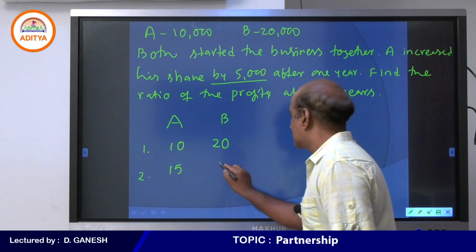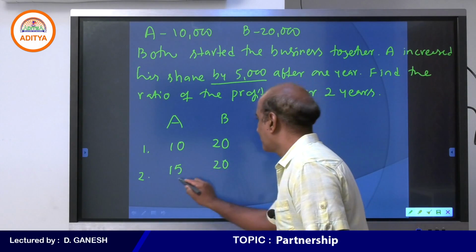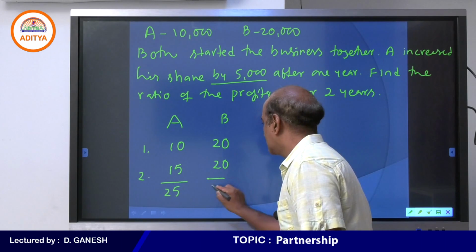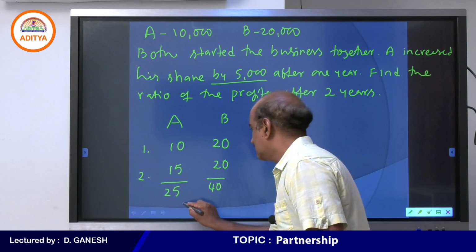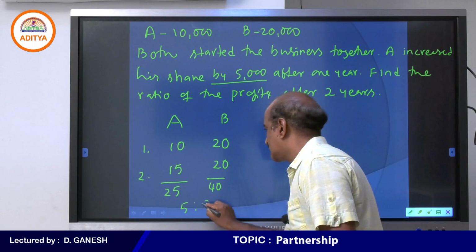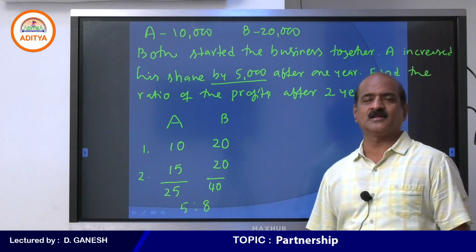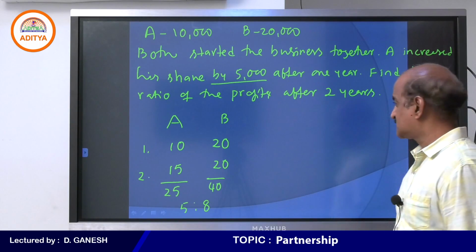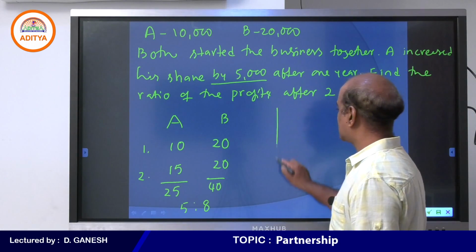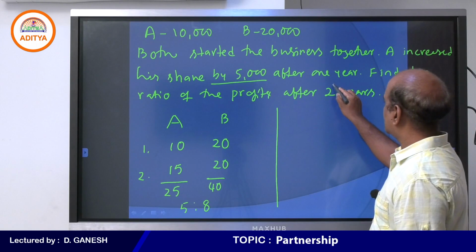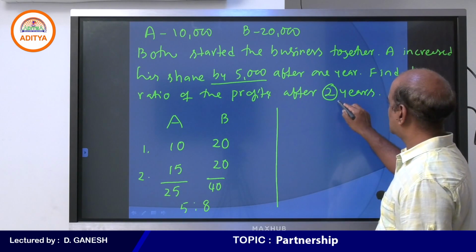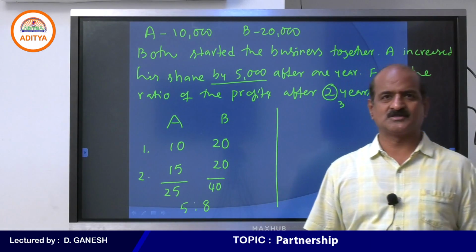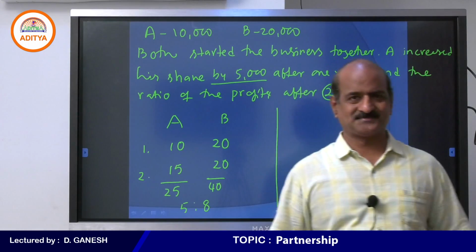Of course, there is no change in B, which I can tell you that A's investment after 2 years is 25 and B is 40, and hence I can conclude that the profits may be divided in the ratio of 5:8. I can give you one more question in the same model, so that I just see how you answer this question. Student, in place of 2 years, if I give you 3 years, what is your answer for the same question? Come on, do it.